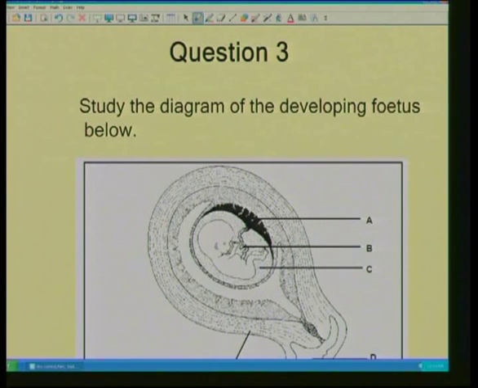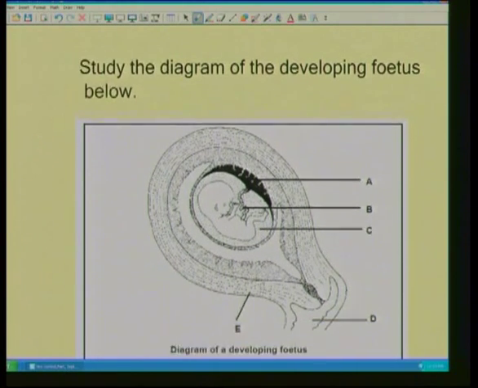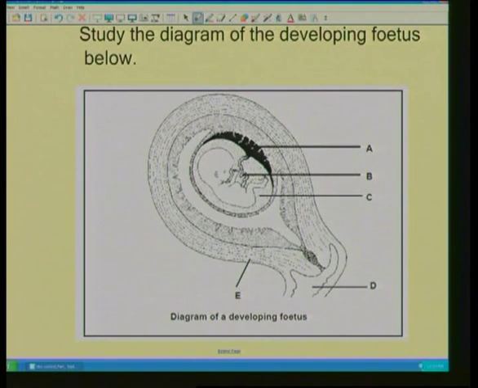Question 3, study the diagram of the developing fetus. Okay, so here we've got our little fetus developing. First thing you have to label is A. Okay, so what would A be? A is the placenta. All right, and B, I can't actually see very clearly here. I think it's pointing to the umbilical cord. Okay, C would be the amniotic fluid.